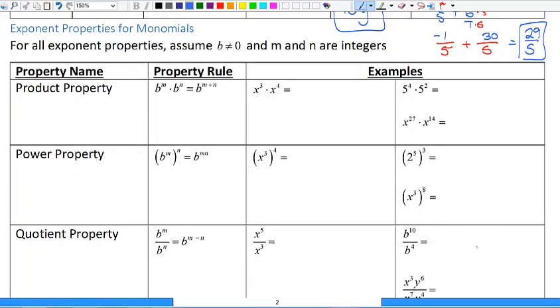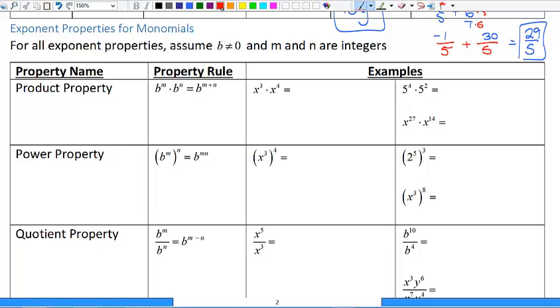For the next part, we have exponents, properties of monomials. Again, this only works for monomials, one term times a one term. If you ever get into binomials or trinomials, we have to be a little bit careful. But anytime you're talking about one term times a one term, these properties all exist.